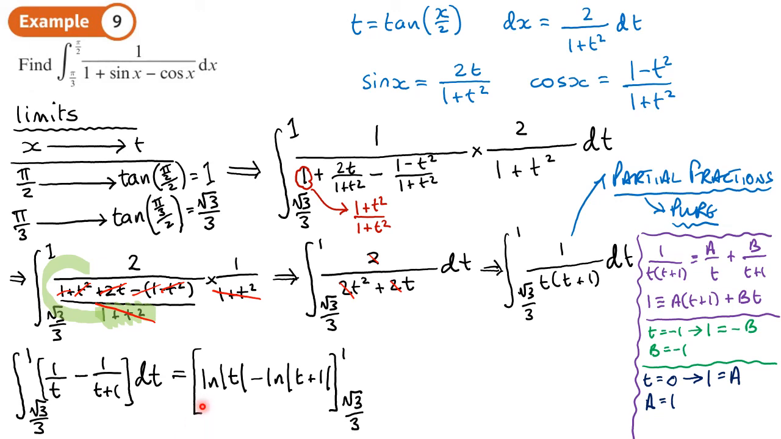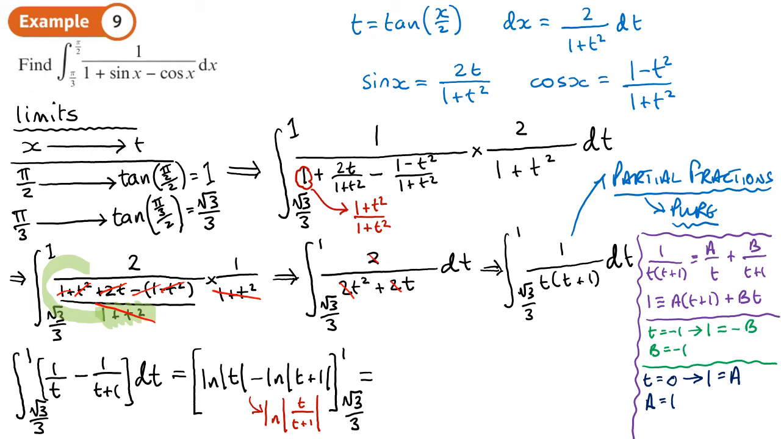We could put the logs together. It's not particularly necessary because we're just going to be substituting, in fact, I might put them together. It'll just make my working a little bit more compact. So remember, when we've got a subtraction here, that means these terms can be written as a division. So the natural log of t divided by t plus 1. Because we may need to give an exact answer. It may work out exact.